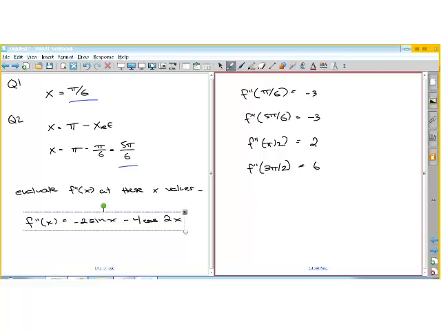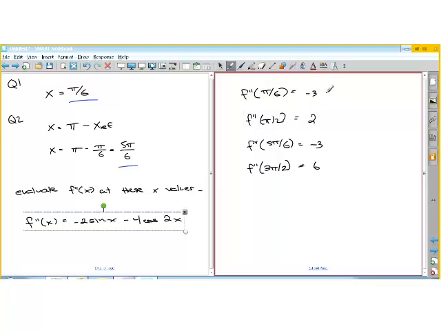I didn't put these in quite the right order, so let me move this one down. In numerical order, the smallest would be pi over 6, pi over 2, 5 pi over 6. So you can see it goes minus, plus, which is what you would expect.